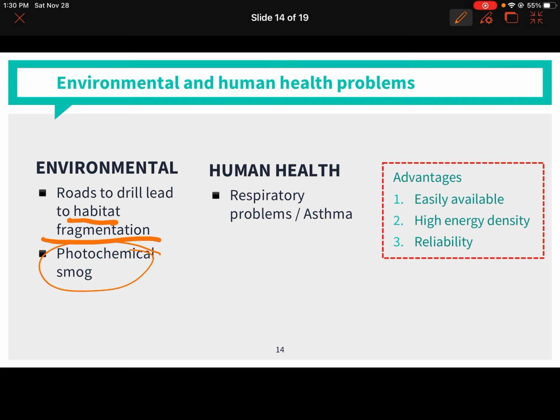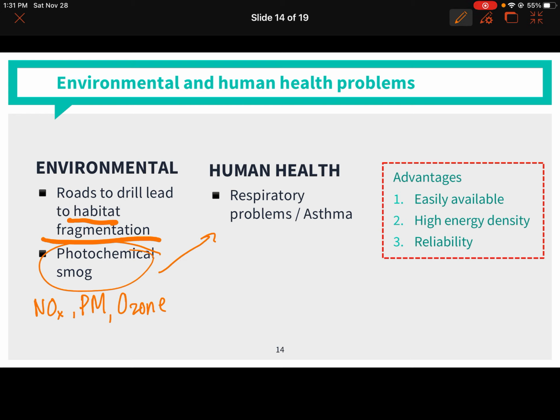Again, we have photochemical smog. Photochemical smog is made up of NOx. We're going to talk about this more in the next unit, but note that there's a lot of nitrogen products produced, particulate matter, and ozone. These things lead to respiratory problems such as asthma in people.